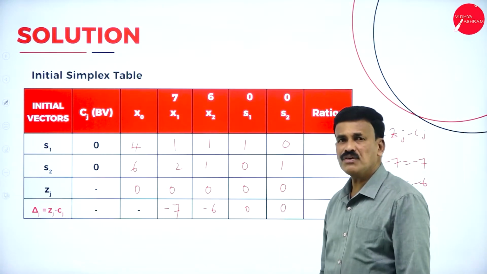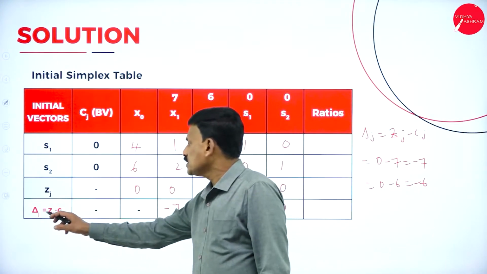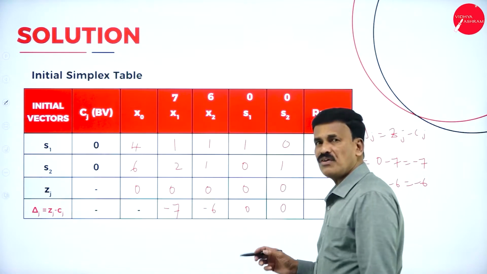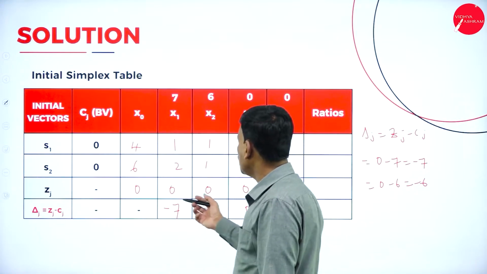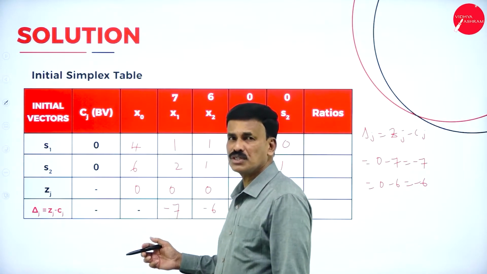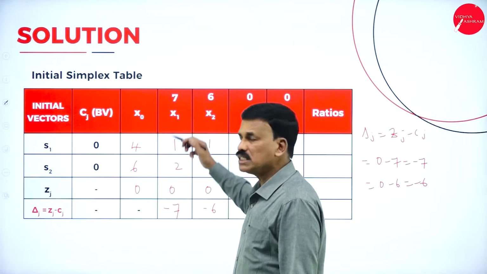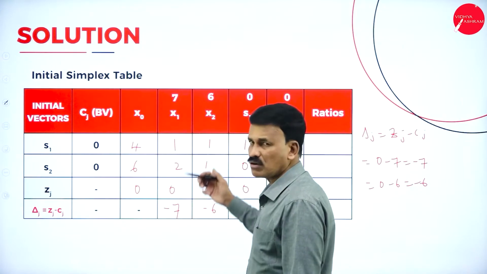Now here identify the least negative value. In this delta j, that is the zj minus cj row, identify the least negative value. The least negative value here is minus 7. Therefore this is called an incoming variable. So this column is called the incoming column.